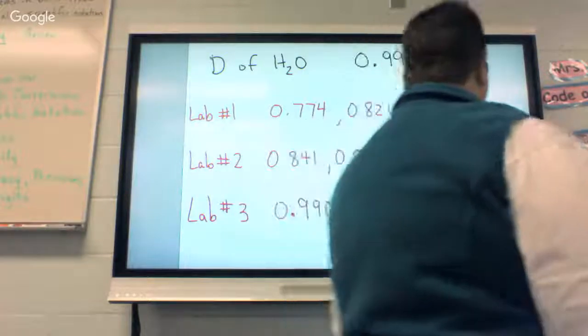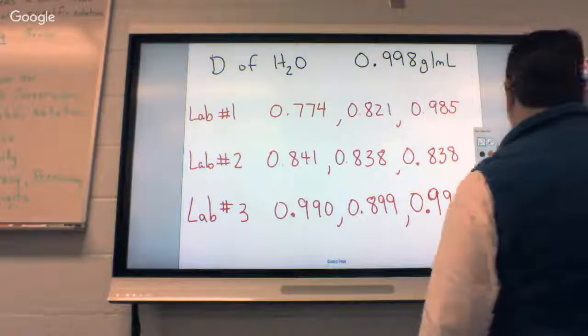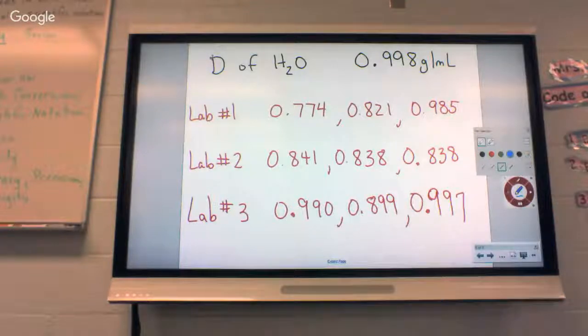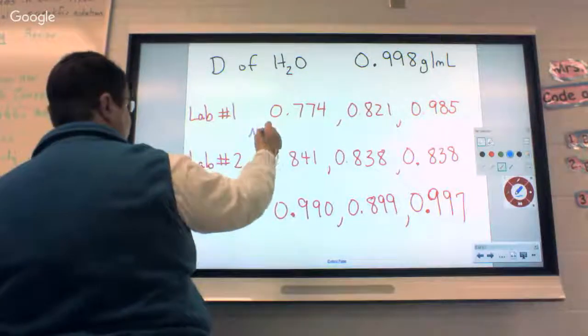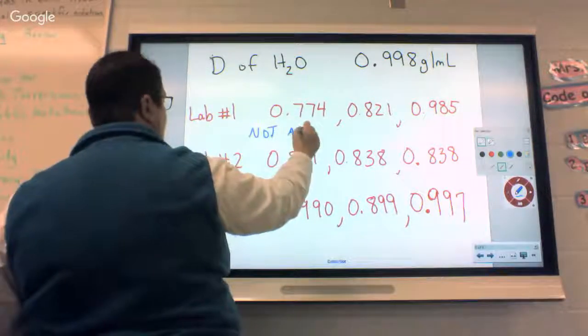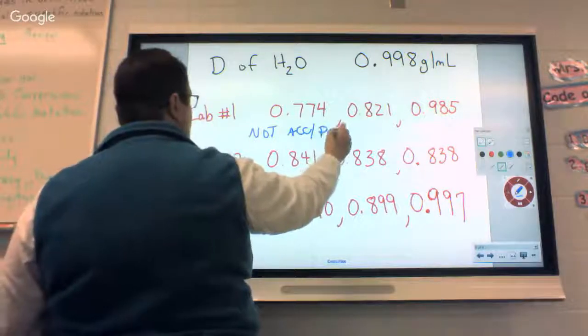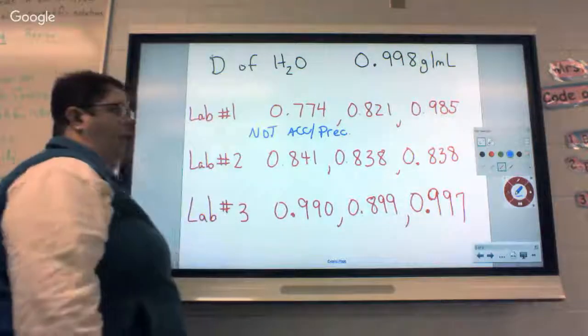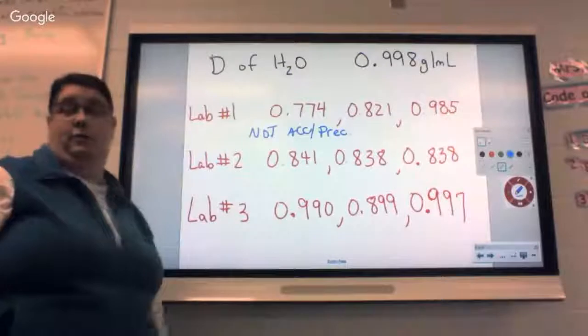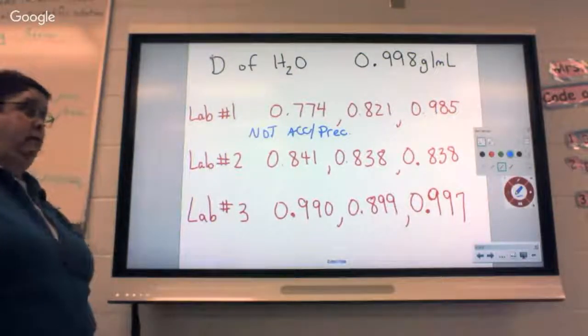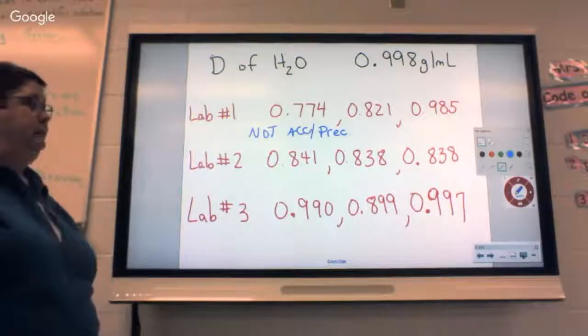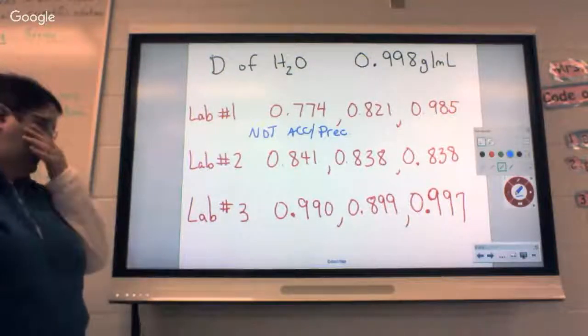All right. Now, what do you think about lab group 1? They're not accurate or precise. They're a jacked up mess. They're probably going to fail chemistry. Their numbers are all over the place. My best guess is they don't know how to read the scale or whatever else they're reading. They're a disaster waiting to happen. What can you tell me about lab group 2?